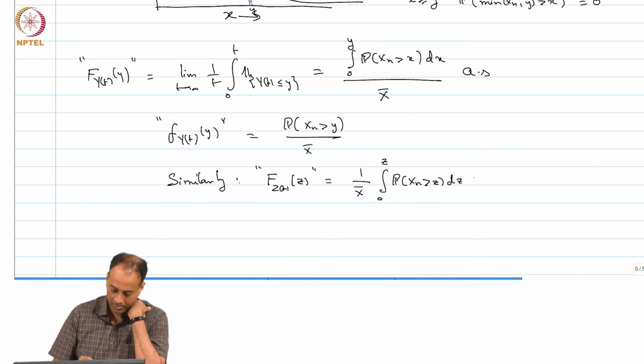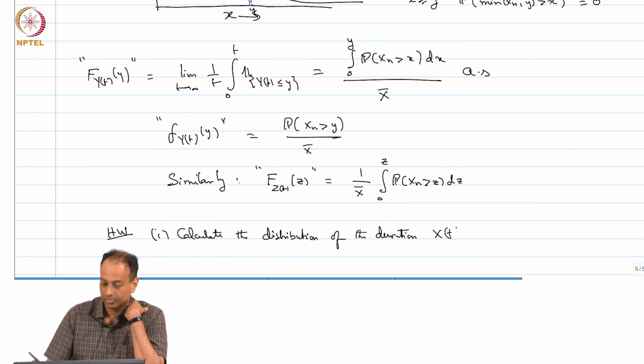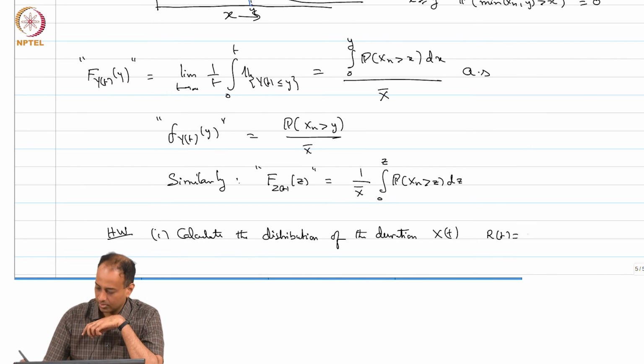Okay. Homework: you can calculate the distribution of the duration xt. Here you will take R of t equal to the indicator xt less than or equal to some little x, same procedure.